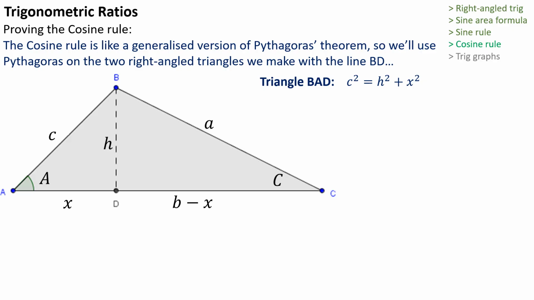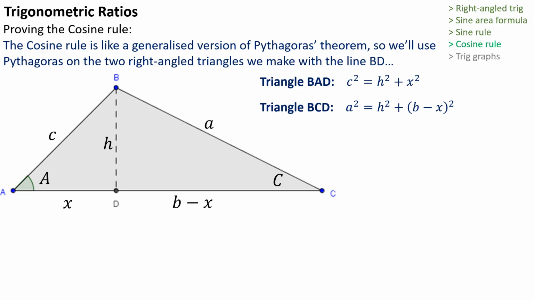We can start out with Pythagoras. We've got x, h, and c. x and h are the two legs of the right-angled triangle. c is the hypotenuse. So c squared is given by h squared plus x squared. We've also got triangle BCD, the one on the right-hand side. And we've got a hypotenuse of a, and then the legs are h and b minus x. So we can sub those in as well.